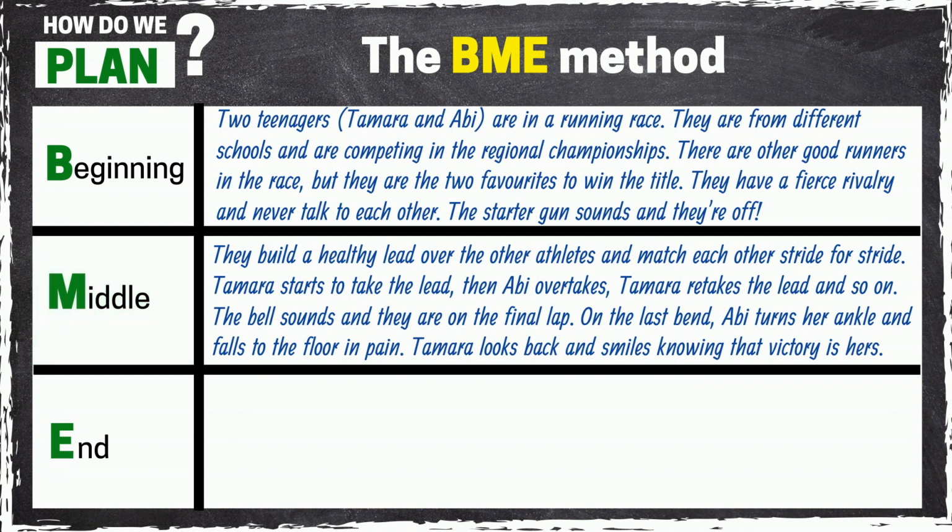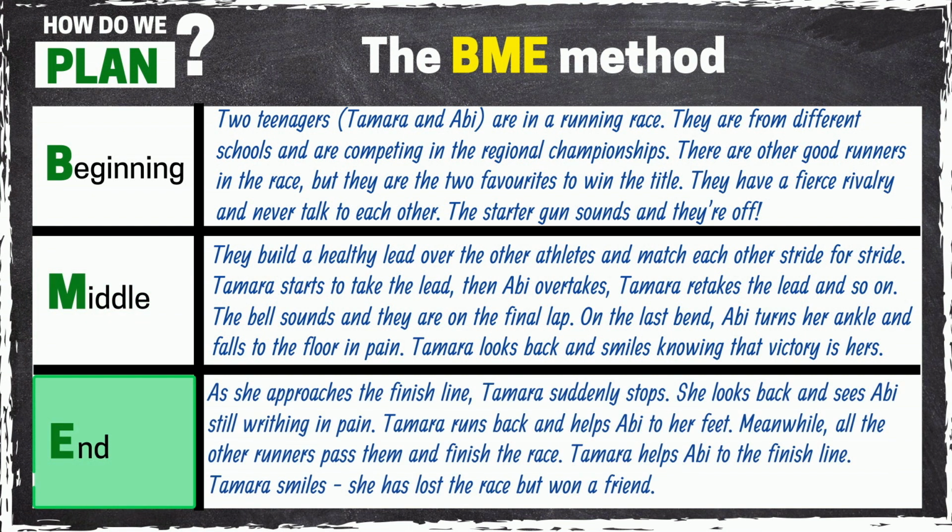And now, onto the ending. As she approaches the finish line, Tamara suddenly stops. She looks back and sees Abby still writhing in pain. Tamara runs back and helps Abby to her feet. Meanwhile, all the other runners pass them and finish the race. Tamara helps Abby to the finish line. Tamara smiles. She has lost the race, but won a friend. Now that seems like a fun story to write.